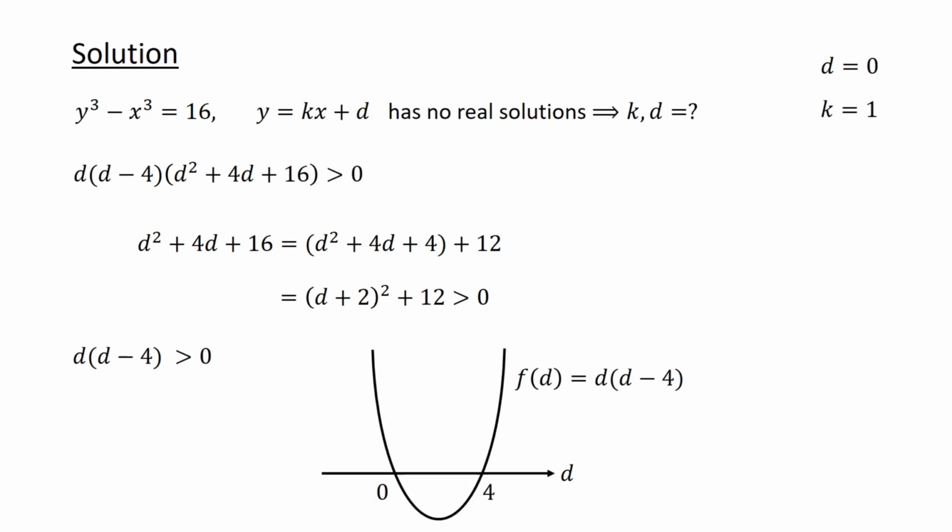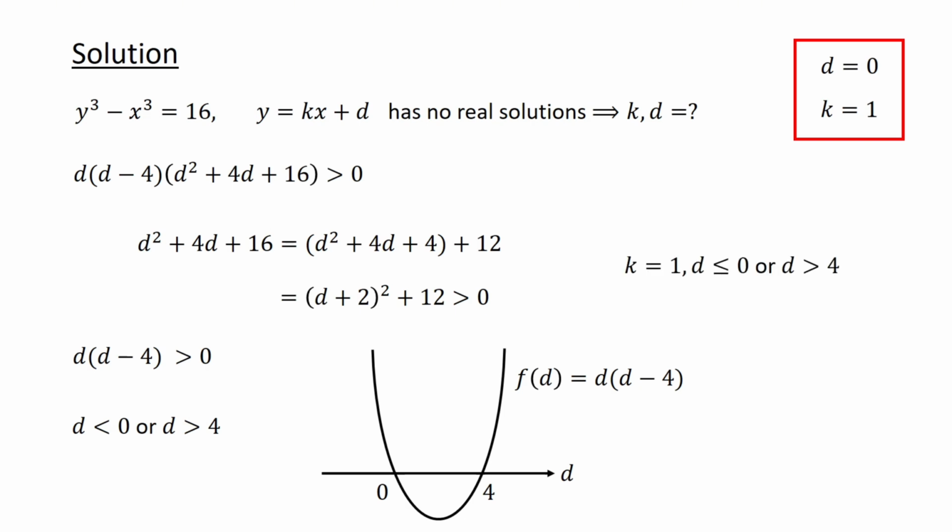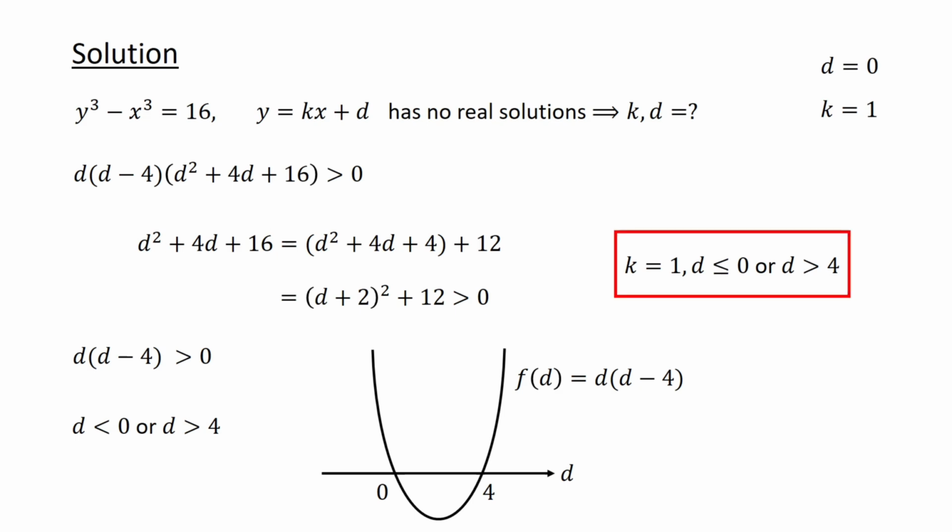From the graph of the function, we find that the function is positive when d is less than 0 or d is greater than 4. Therefore, the solution to the inequality is d less than 0 or d greater than 4. Combining this with the earlier results, we find that k equals 1 and d is less than or equal to 0 or greater than 4, which is the solution to our problem.